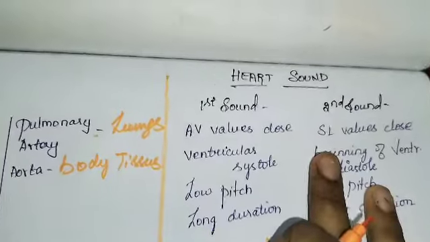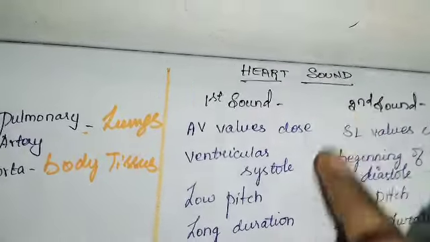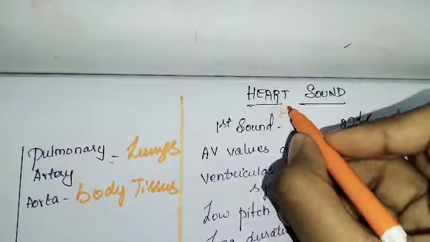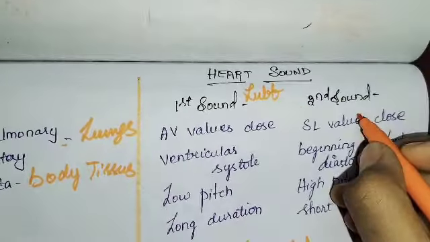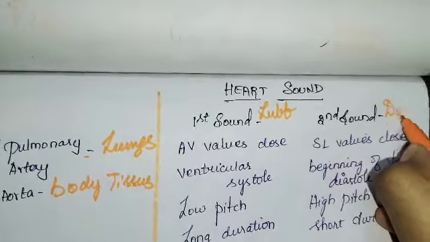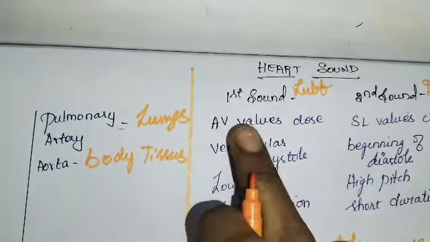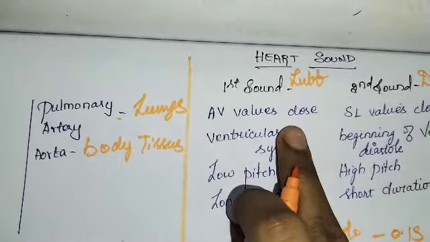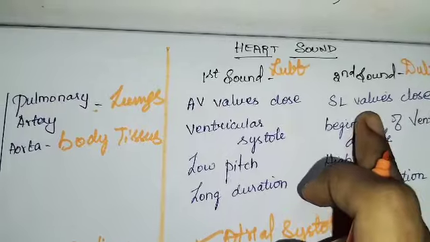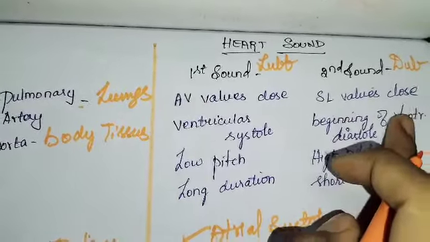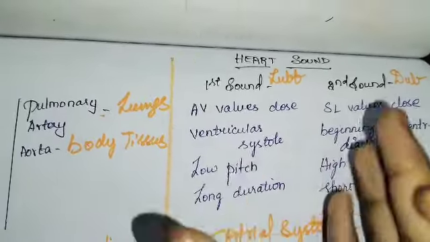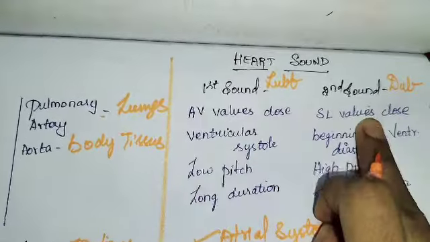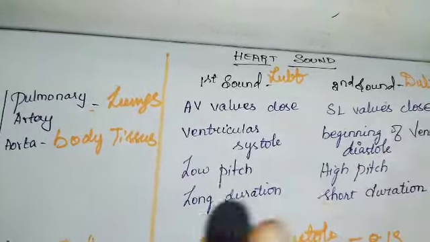Okay, we will see now the heart sound. It is very easy. The first sound is also known as the lub sound and the second sound is also known as the dub sound. What is lub? When the atrioventricular valves close, the lub sound is created. When the semilunar valves close, the dub sound is created. So this closure makes the lub sound, and this closure makes the dub sound.